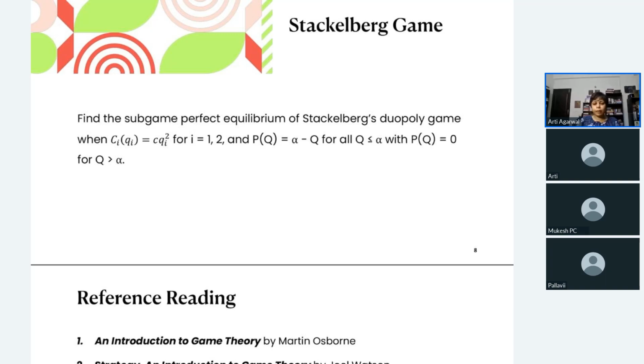Okay, so in this game, which I've taken for the Stackelberg game, we are taking convex costs, which means costs are a quadratic function of quantities. And as usual in Stackelberg, without any loss of generality, we can assume that player one is leader and player two is the follower. And you are given this inverse demand function. Let me write it down.